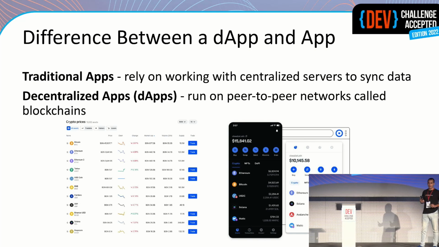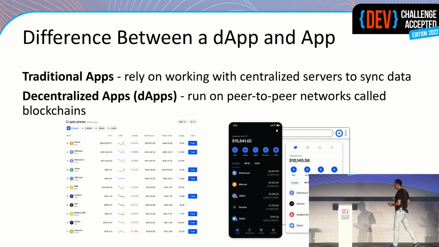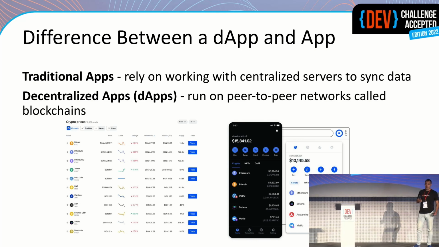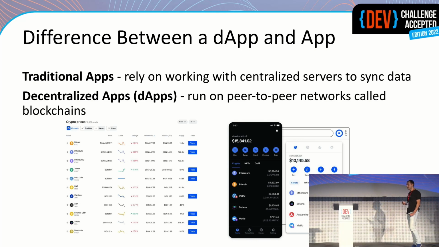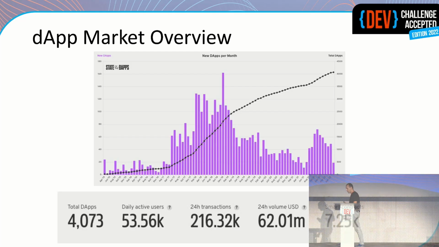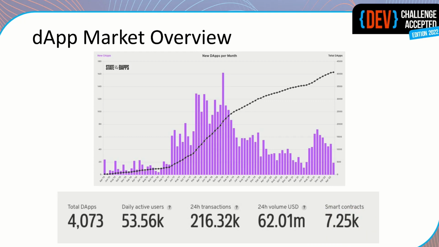However, experienced users may interact with dApps even without a graphical interface. And when we are talking about dApps, the backend stuff really matters here. We are going to discuss what's so interesting about this backend stuff, but first of all, let's see what's going on in the dApp market today.